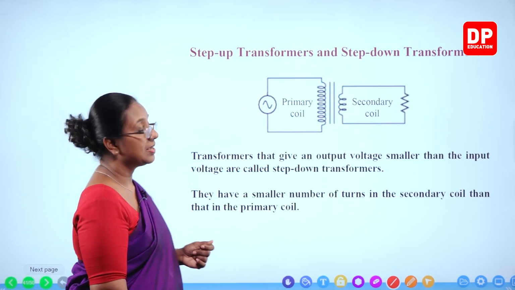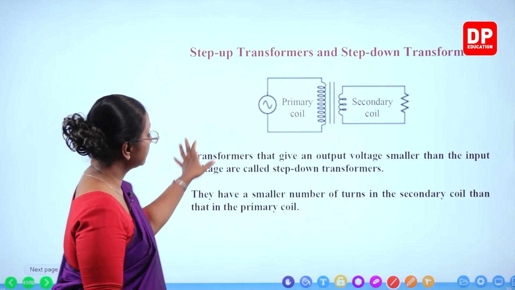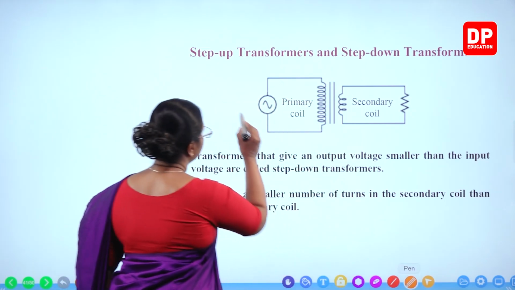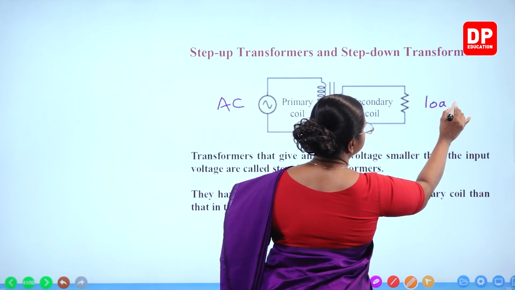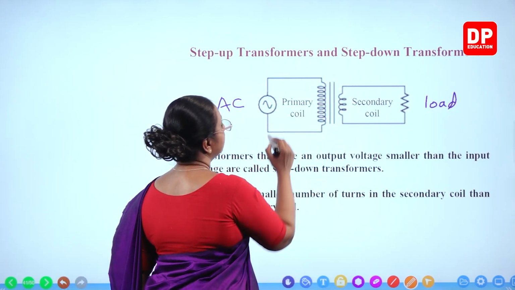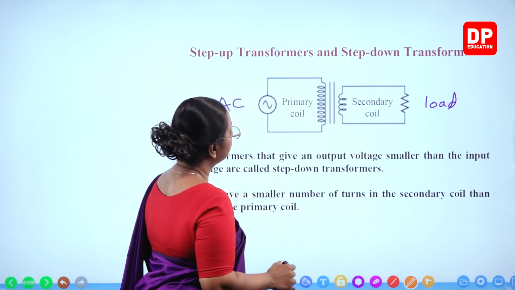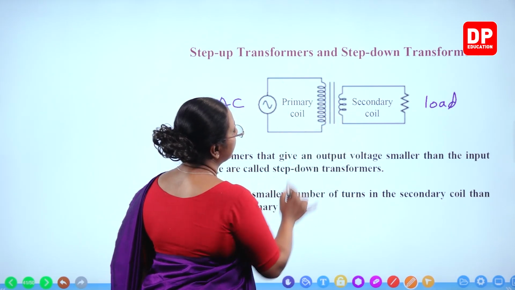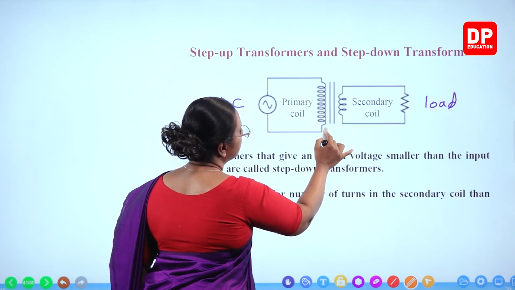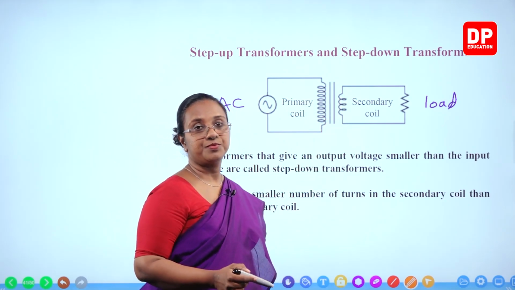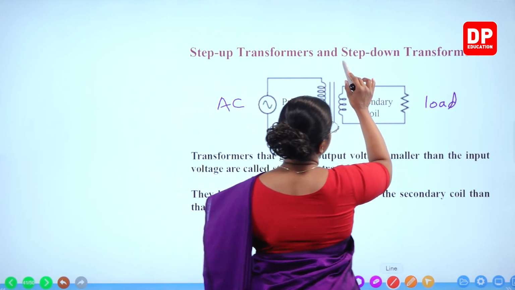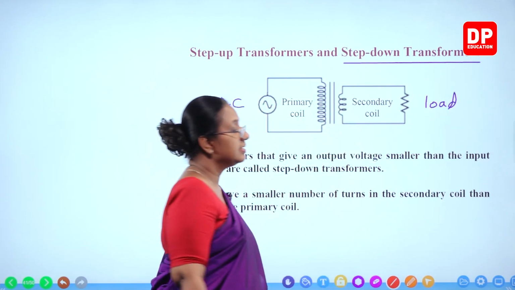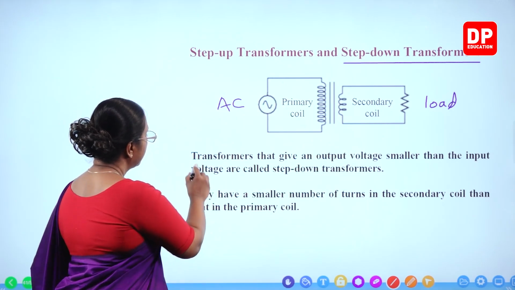Here again we have step up and step down transformers. Again look at the diagram. You can see this is alternating current. Then this is the load. You see the symbol of the transformer, primary coil, secondary coil. You can immediately identify there are a lot of turns, only 3 turns there. So you know it has to be a step down transformer. This is a step down transformer.